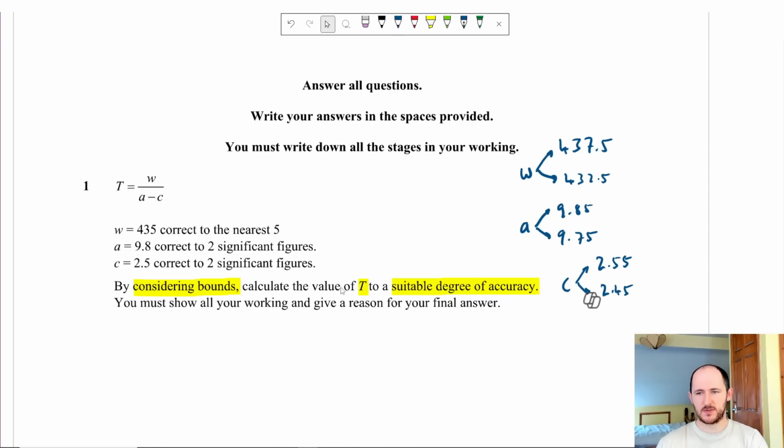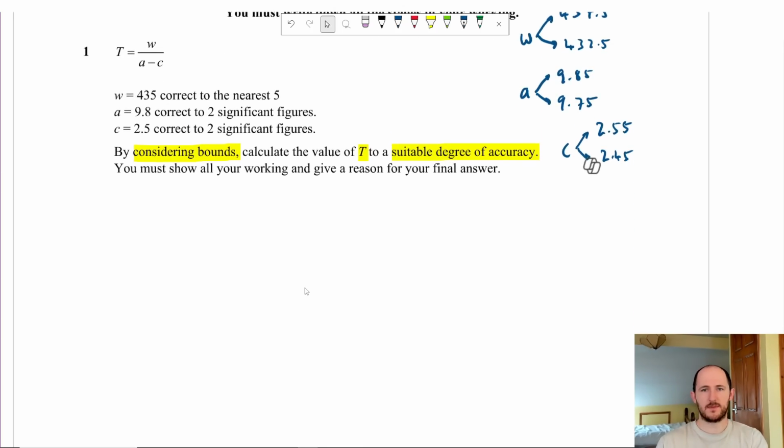Calculate the value of t to a suitable degree of accuracy. Well, what it means is, because W, A, and C have a range of values they could be, they have upper limits and they have lower limits, then the value of t also has a higher value that it can be and a lower value that it can be. And that's what we're essentially working out, by the way. So we're going to find the biggest possible value of t and the lowest possible value of t. That's the goal here, because we want the range of values t can be, so that way we can actually round it correctly. So the next thing we do is I'm just going to write upper t and lower t.